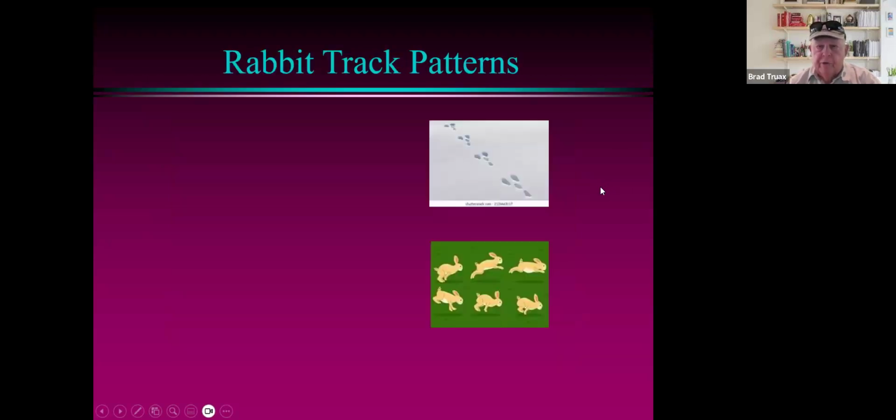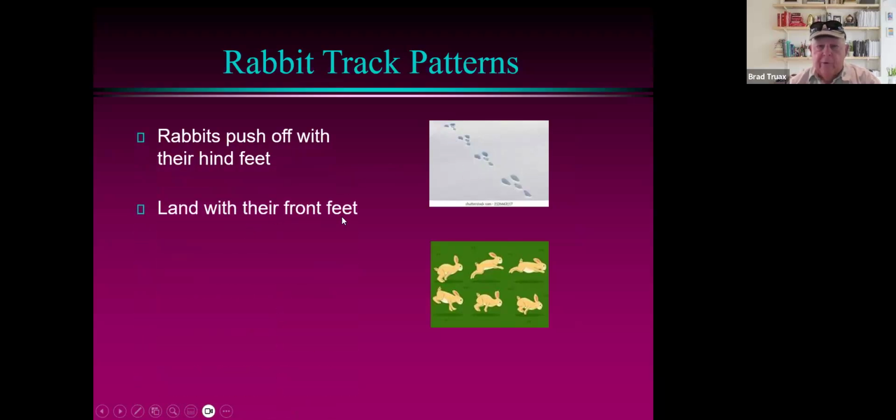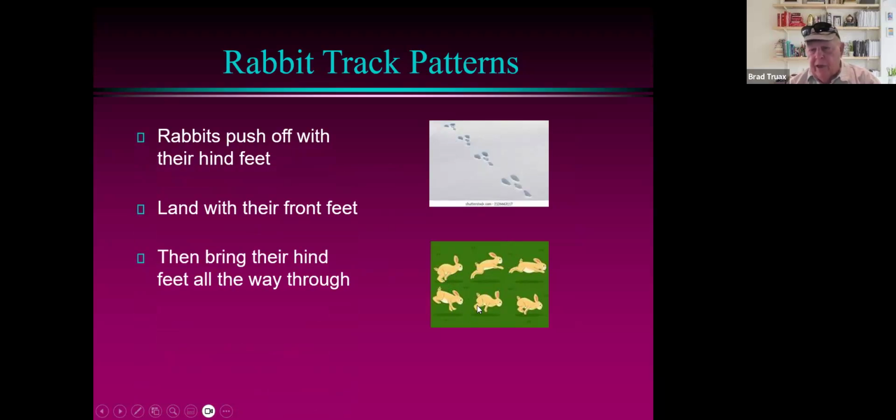This is showing rabbit track patterns in the snow. Very easy to recognize. The rabbits push off with their hind feet, which show up here, and they land with their front feet. So again, you get the hind feet and then the front feet. They then bring their hind feet all the way through. So again, this is showing an illustration of what it looks like. They push off with their hind feet. They're going to land with their front feet, and then they push their hind feet right through. So again, it leaves this very characteristic pattern.